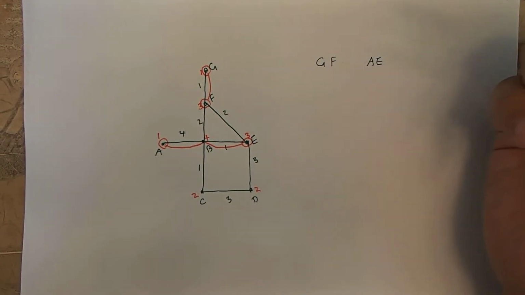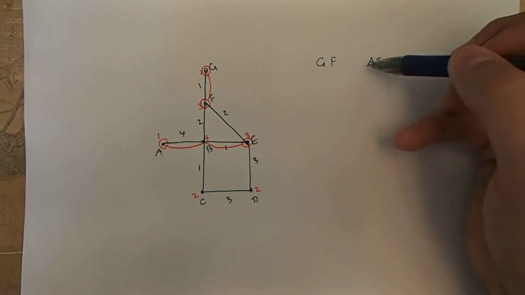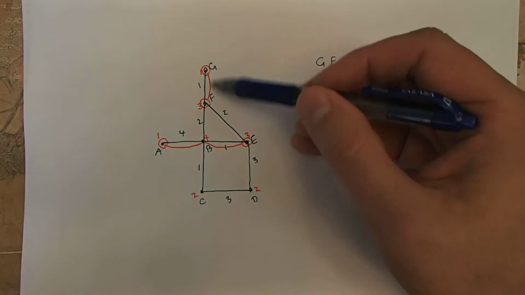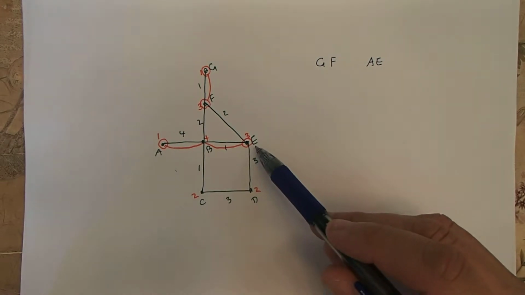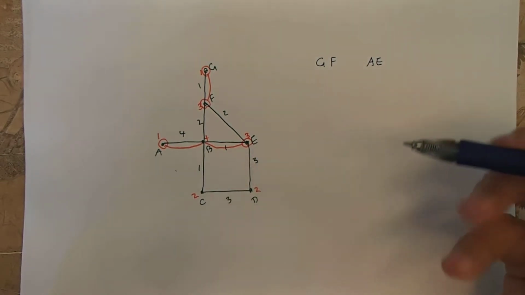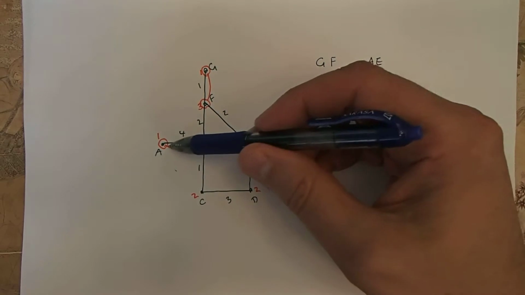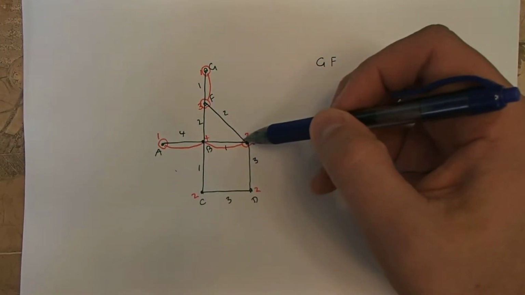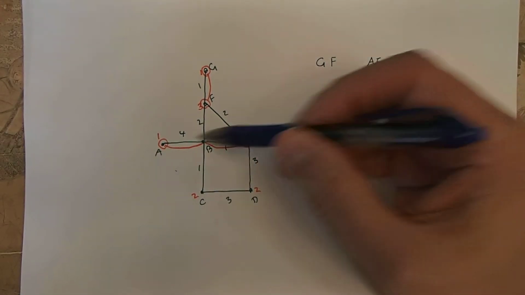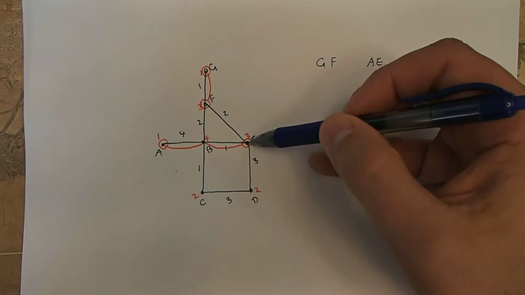I need to find the shortest way to connect G to F and A to E. It's clear that there's only one way to connect G to F, but A to E, there's more than one way to connect it, and I need to make sure the way I'm connecting it is shortest. So if I connected A to E by going up here, I'd be going 4, 2, and 2, that's 8. But if I connect straight across, that's 4 plus 1 is 5, so that's shorter.